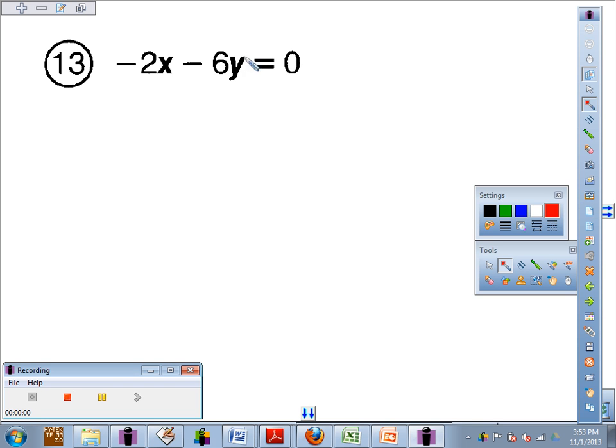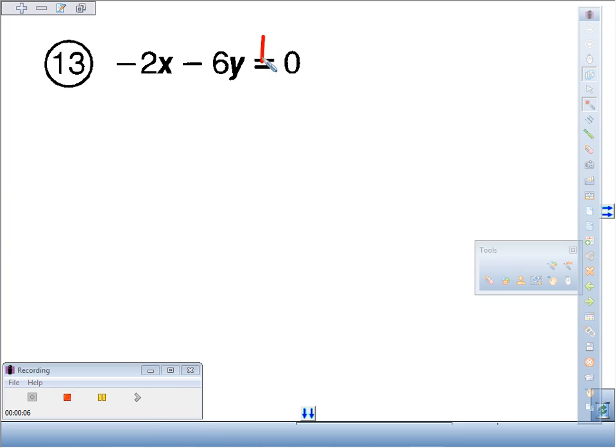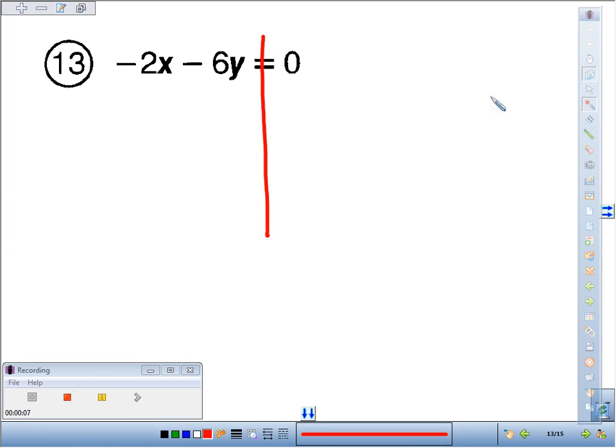Number 13, when we get y in terms of x, or we get y as a function of x, it's just a fancy way of saying get the y by itself. So we'll fence post, and our goal is to get the y by itself. So what we've got to do is peel off this negative 6, we need to peel off this negative 2x. Peel off the furthest layers first.